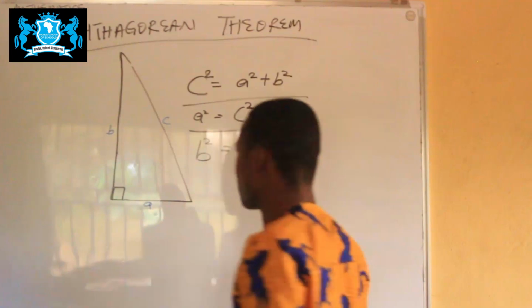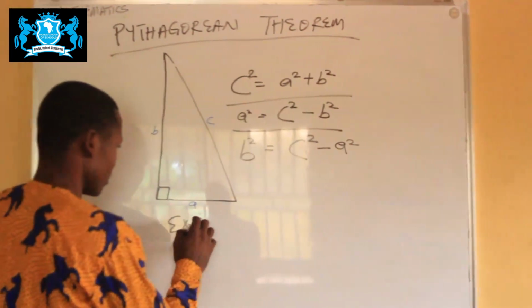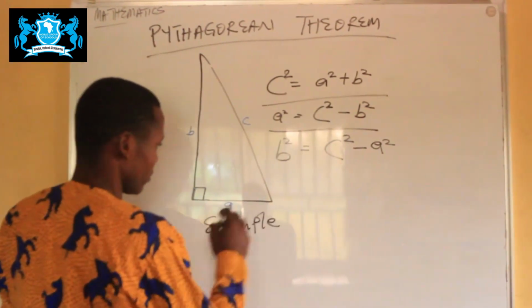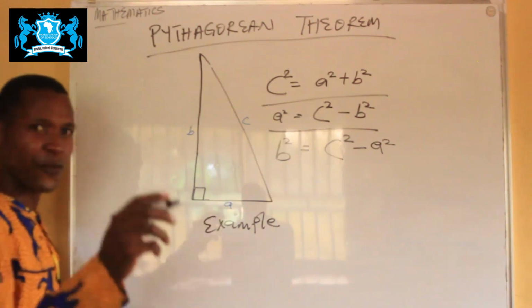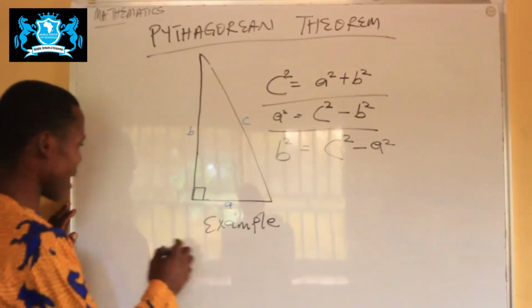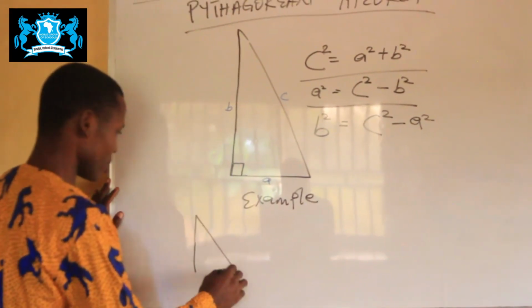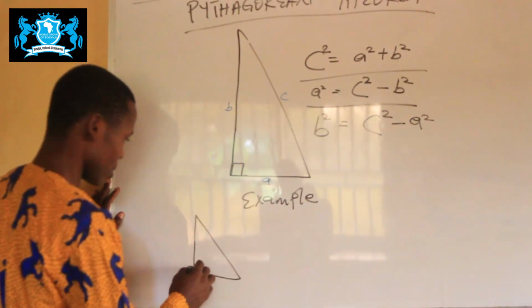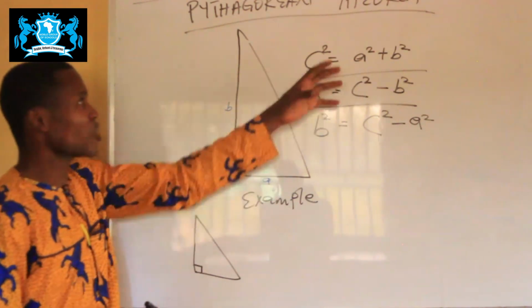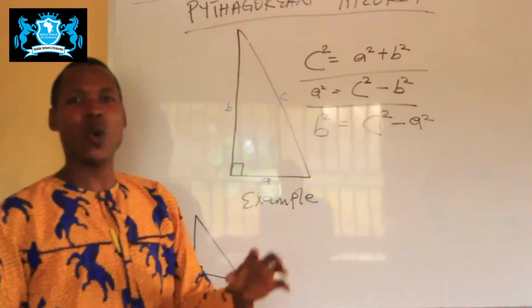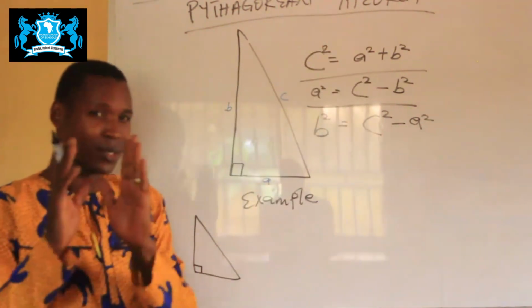Let's look at an example. If you have a triangle like this, a right-angled triangle, remember, this Pythagorean method works only in a right-angled triangle.